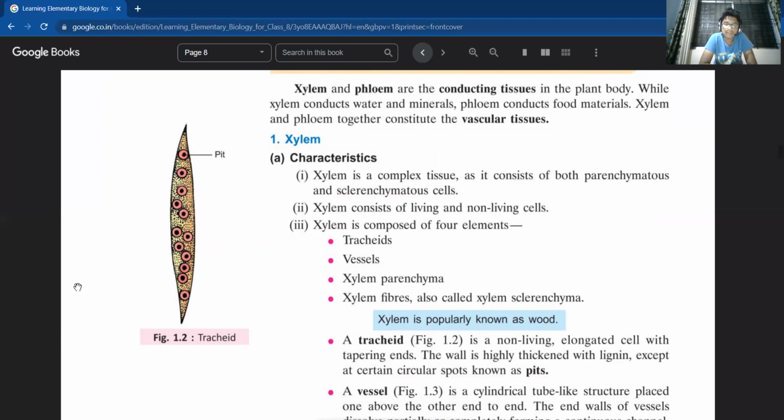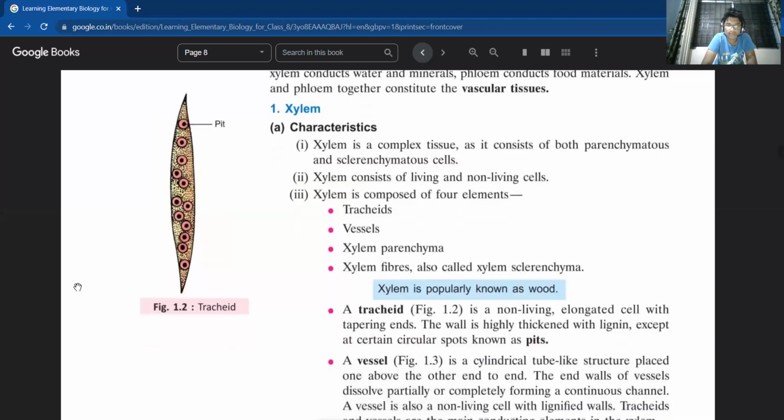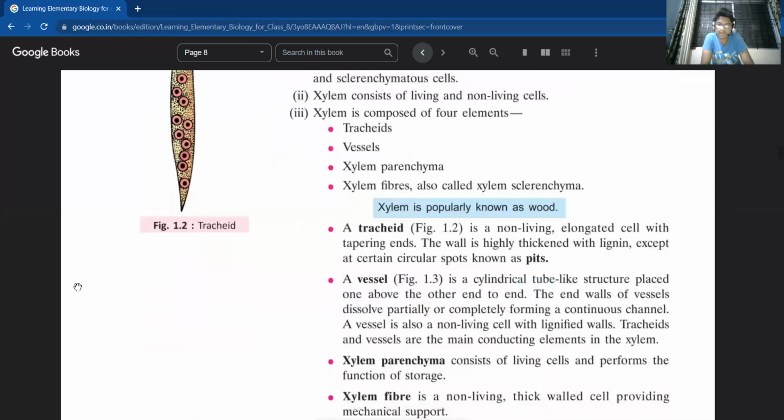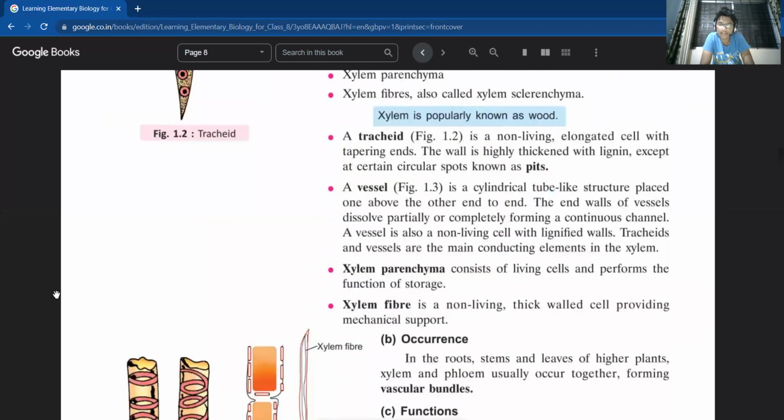Xylem consists of living and non-living cells. Xylem is composed of four elements: tracheids, vessels, xylem parenchyma, and xylem fibers, also called xylem sclerenchyma. A tracheid is a non-living elongated cell with tapering ends. The wall is highly thick with lignin, except with certain circular parts known as pits.